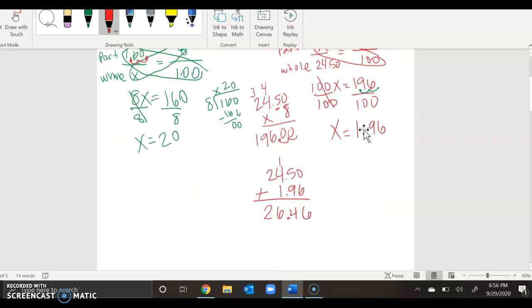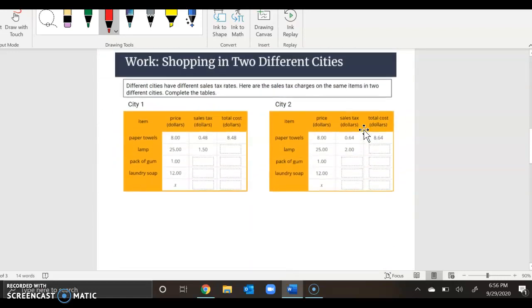Okay, our next activity, we're looking at the sales tax rate for two different cities. We're going to be buying the same items from each city, but the sales tax rate is going to be different. So if we look at city 1, our paper towels are $8. The sales tax is 48 cents. So the total is $8.48 because remember, sales tax gets added. So $8 plus 48 cents equals $8.48.